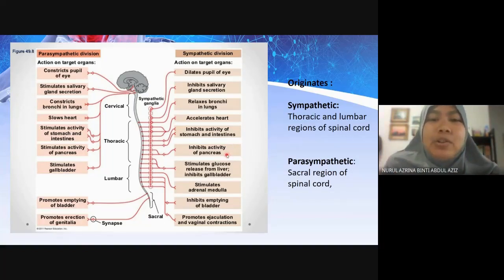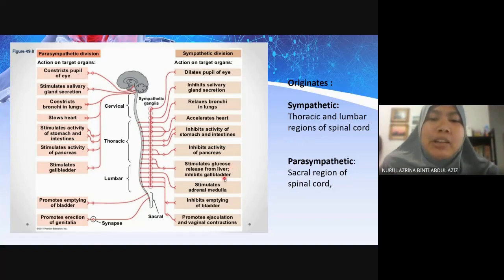Next, it will also inhibit activity of pancreas. So pancreas pun tak akan buat kerja untuk digest food, but then it will stimulate the release of glucose from the liver. So glucose akan banyak lagi dilepaskan from the liver. Okay, so glycogen stored in the liver will be converted into glucose. Okay, so glucose is needed when that particular thing happens.